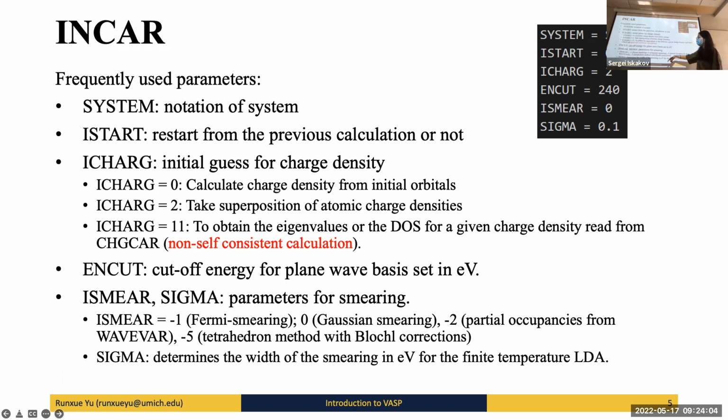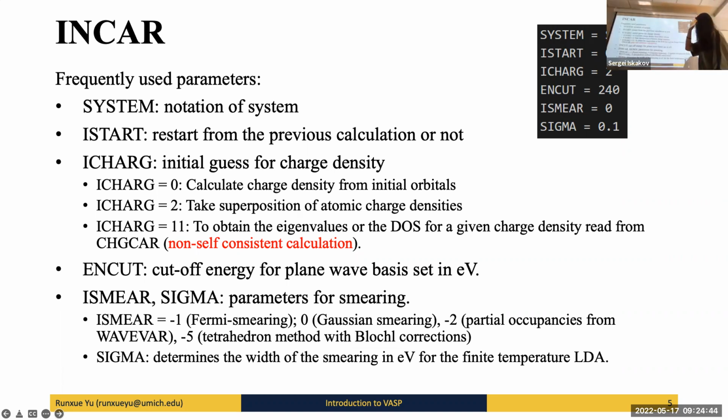Also we have to set SIGMA. It will determine the width of the smearing in eV for the finite temperature LDA. Usually we will just set 0.1 or 0.2. That's okay, but if you want to find the optimal sigma, then you can do the calculations with different sigma and find which one has the lowest entropy T times S. It is shown in our OUTCAR. I will go to it later.